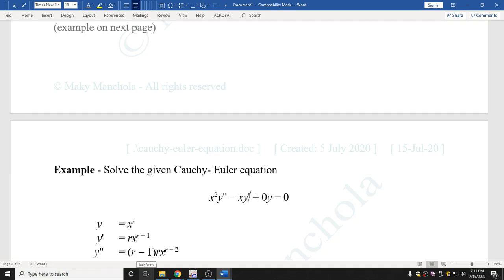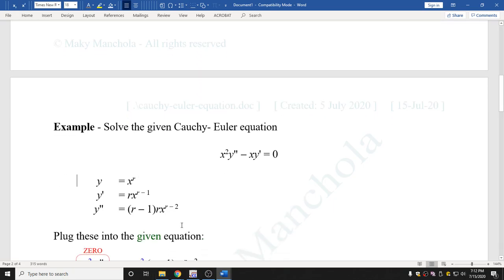So now we know how to begin. We make the assumption that a solution is of the form y equals x^r. Now we find the derivative of y by using the power rule. So y' is r x^(r-1). We also find the second derivative of y, which is going to be, again by the power rule, (r-1) times r times x^(r-2).